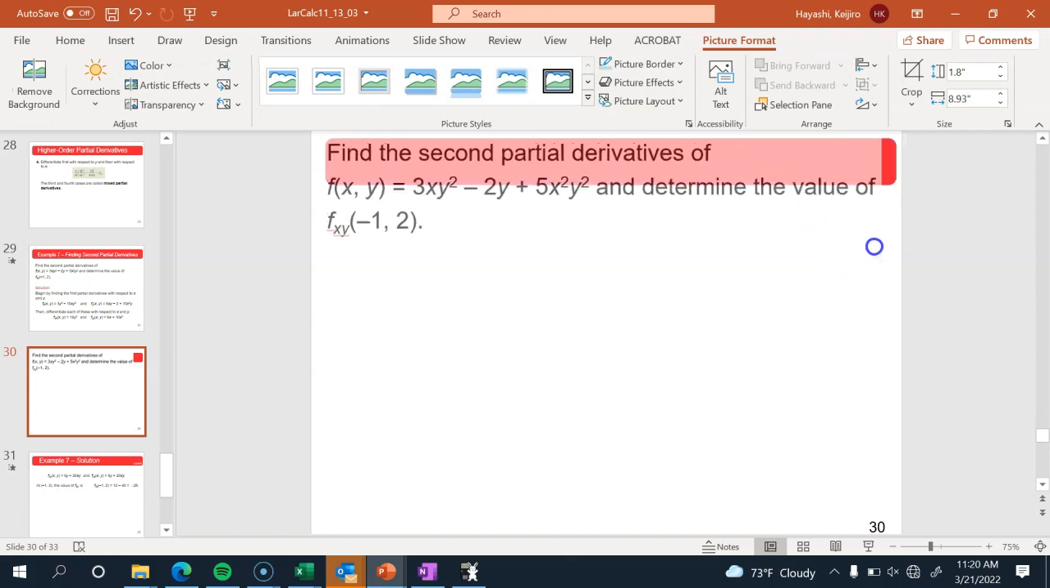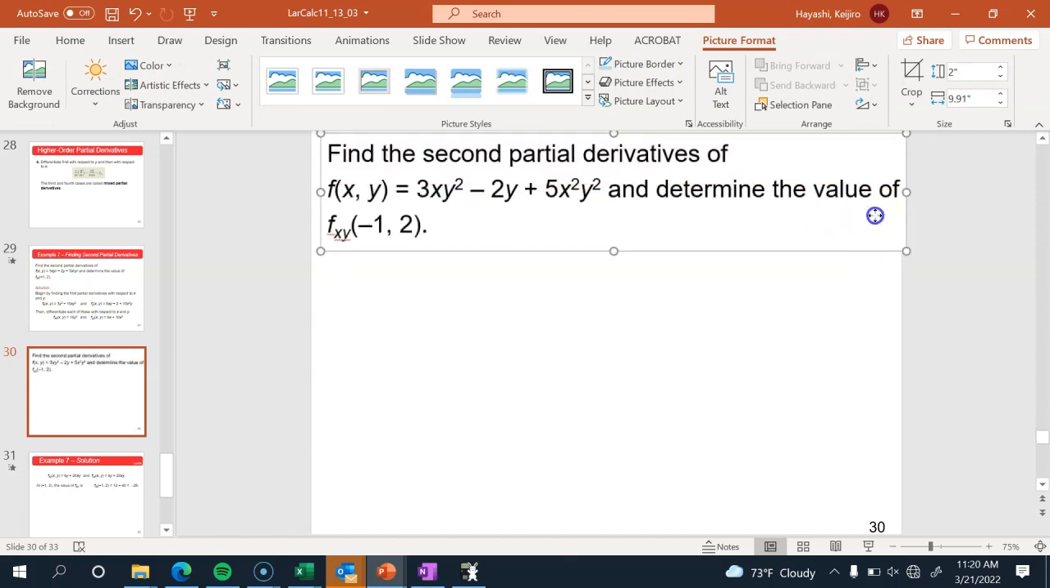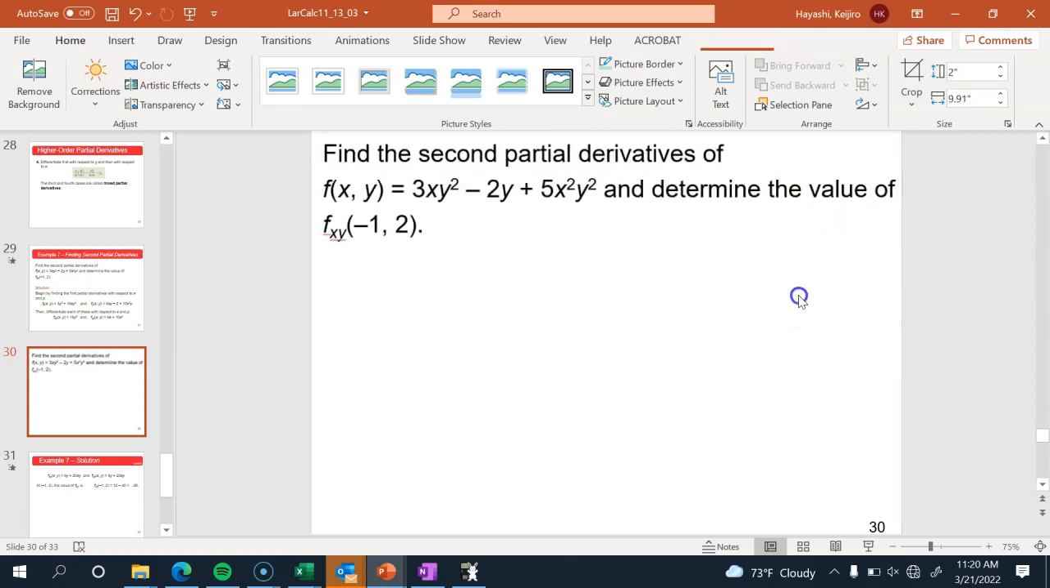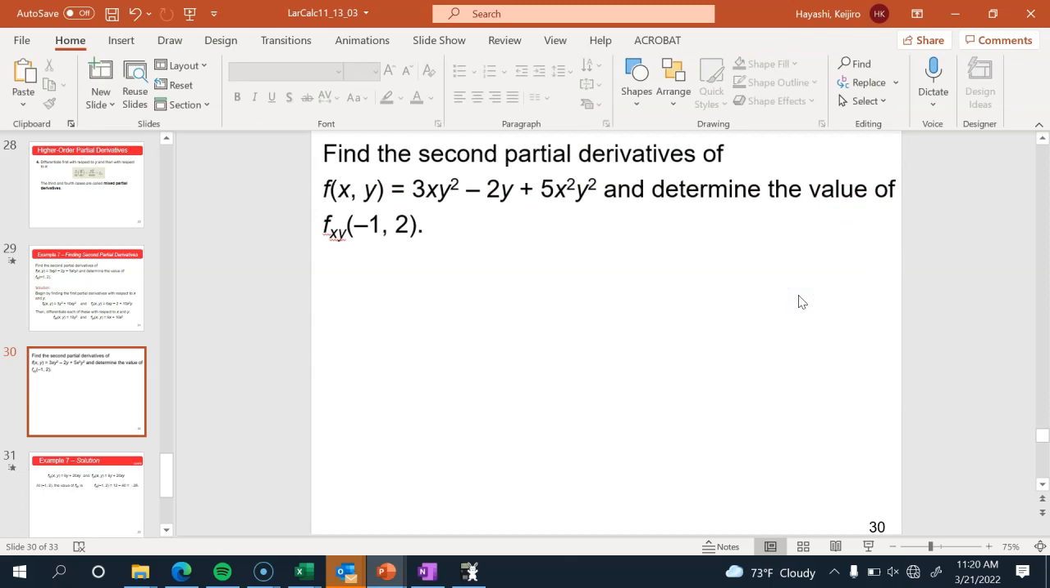So if you're talking about first partial derivatives, assuming that you're starting with a function of x and y, there'll be two of them: one with respect to x and one with respect to y. When you talk about second partial derivatives, there are now four: xx, xy, yy, and yx.